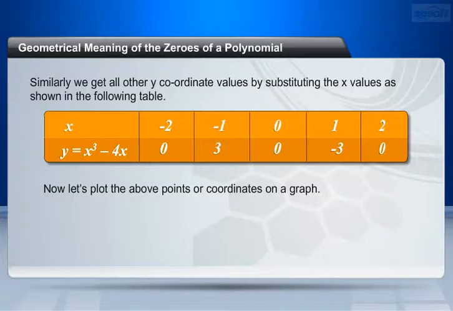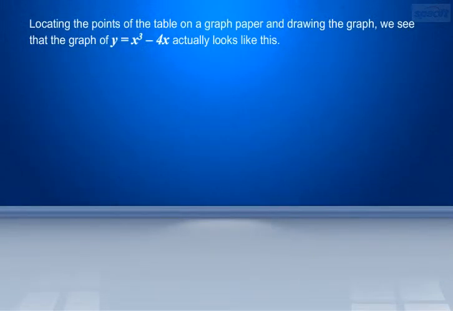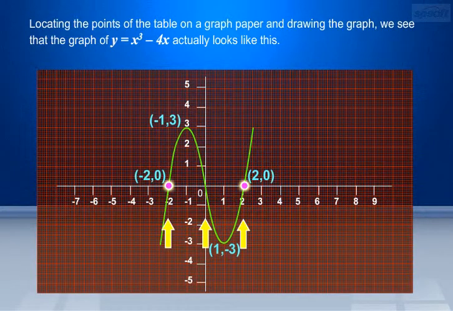Now let's plot the above points or coordinates on a graph. Locating the points of the table on a graph paper, and drawing the graph, we see that the graph of y is equal to x cube minus 4x actually looks like this.